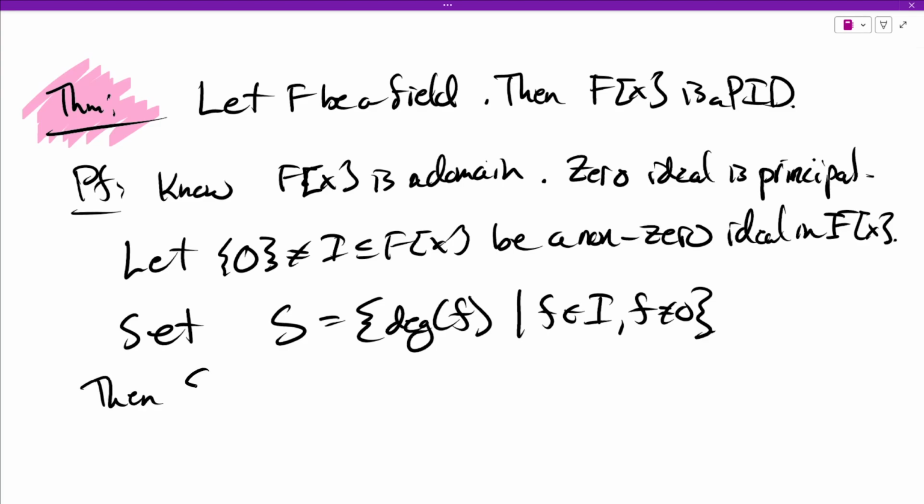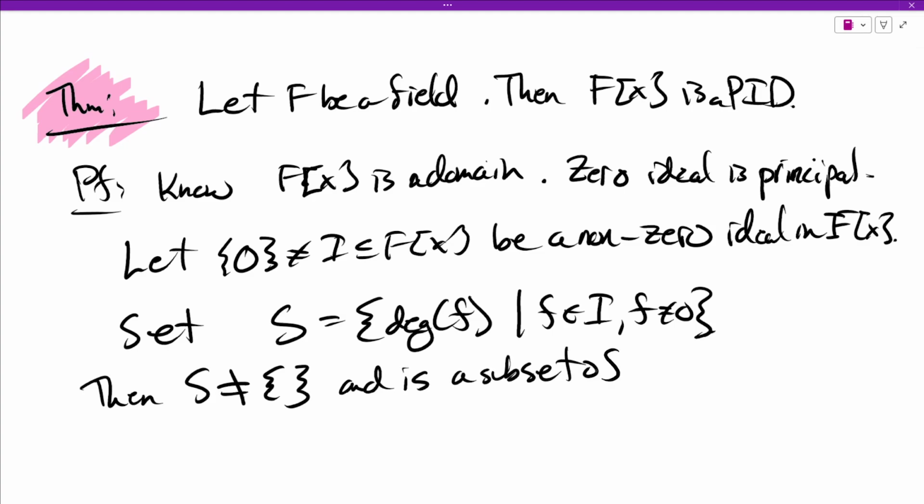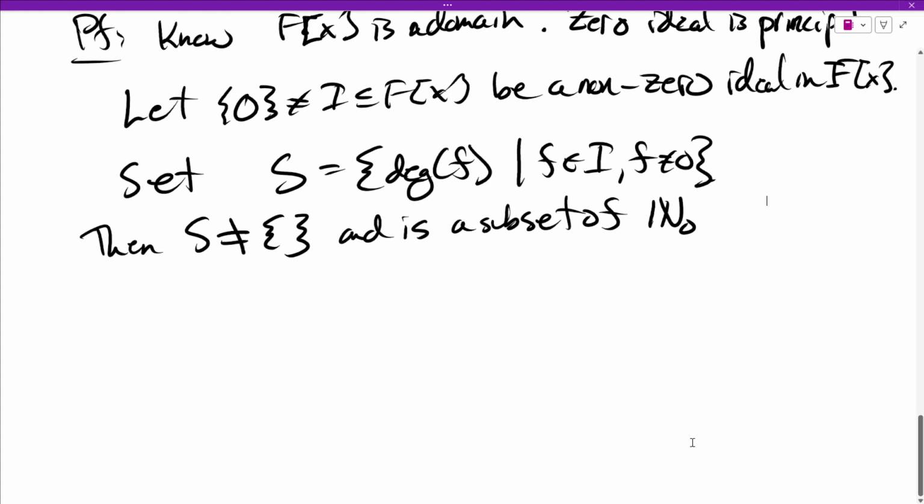Then S is not empty. It's not empty because F adjoin X has non-zero elements in it, and S is a subset of the natural numbers including 0. It could have been that we picked an ideal that has a constant polynomial in it, in which case that will have degree 0. So we have to use N including 0 here. But that's fine. It's a non-empty subset of N0. So S has a least element.